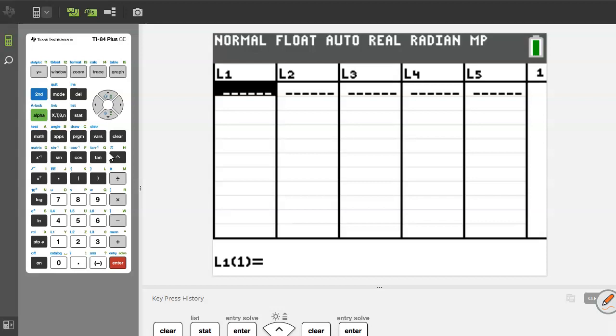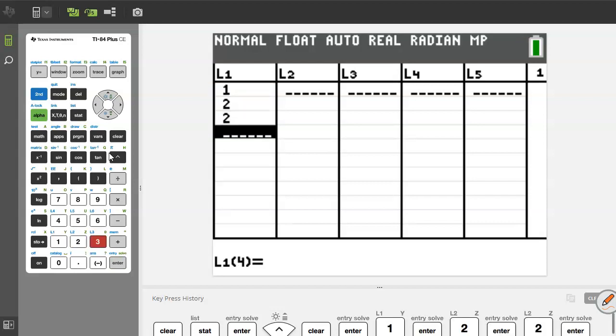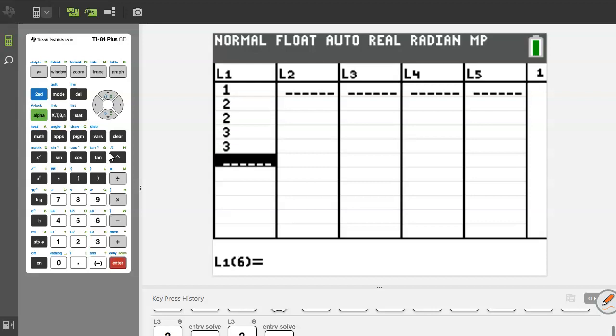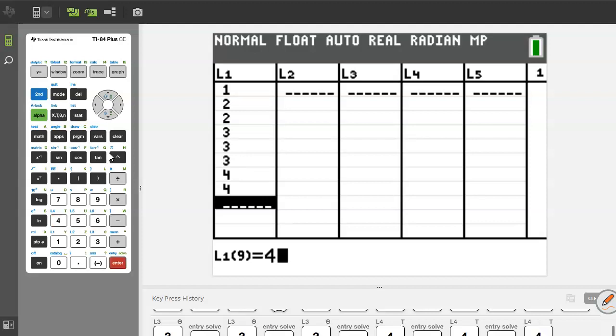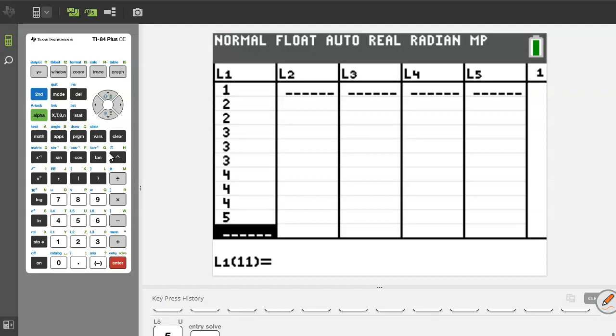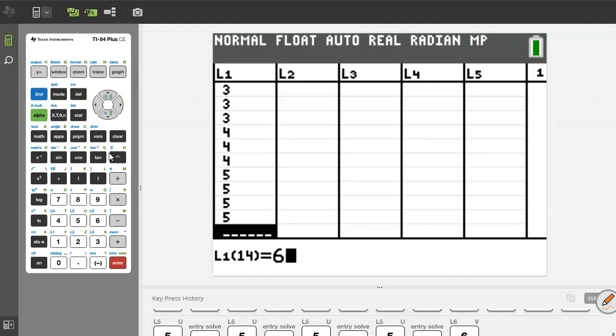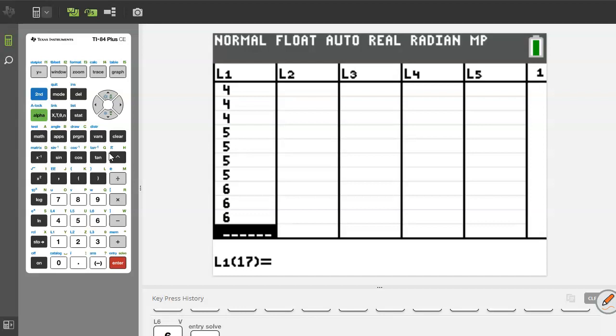All right, so will y'all call out the data values for me? 1, 2, 2, 3, 3, 3, 4, 4, 4, 5, 5, 5, 6, 6, 6, and time out. Are we on the 17th value, everybody?